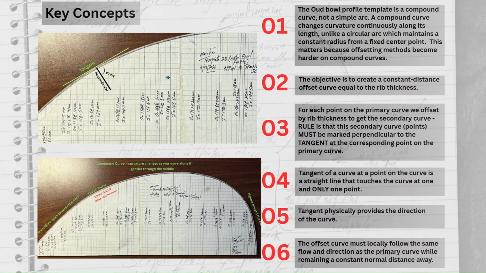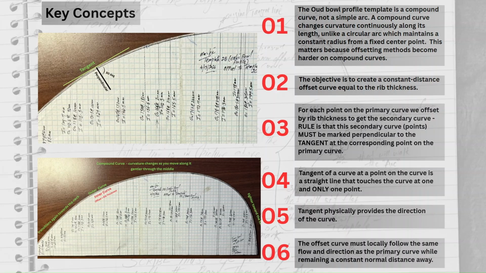So let's look at some key concepts on the geometry of the primary curve for the oud bowl, the profile template. The reason it's important is because it changes the method that you're going to use to offset to get that secondary curve. Now this is a compound curve. It's not a circular arc, circular arc meaning that circle with a fixed center pivot point. This is a compound curve.